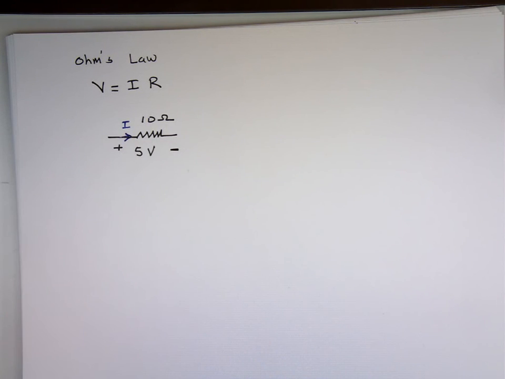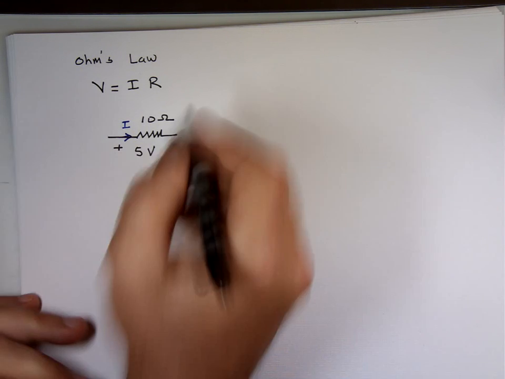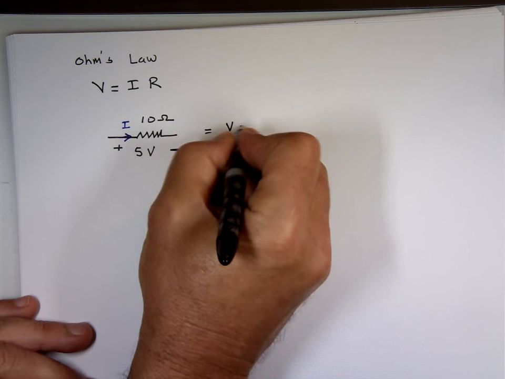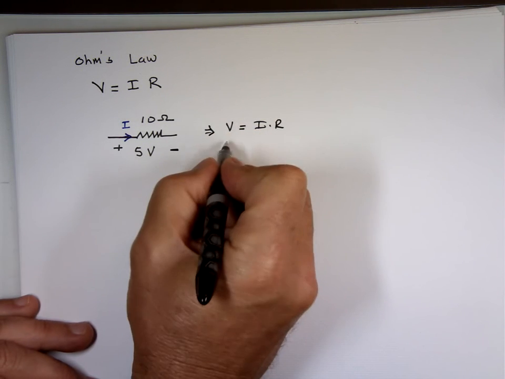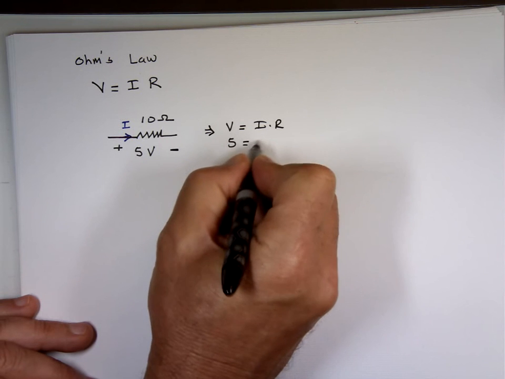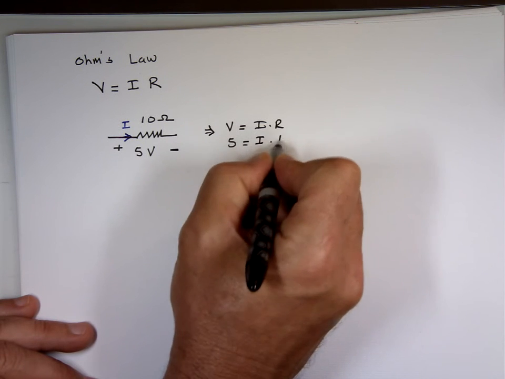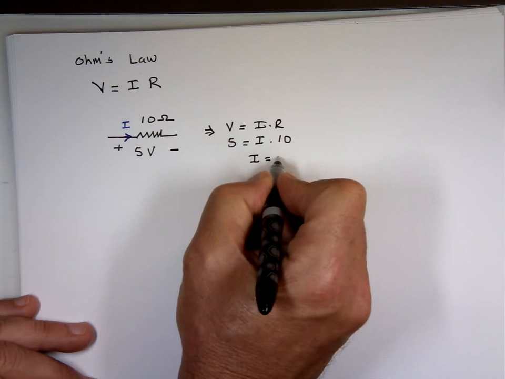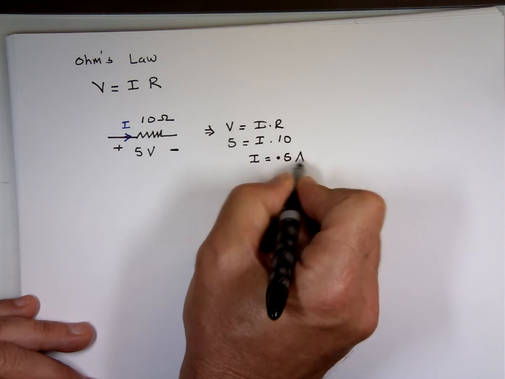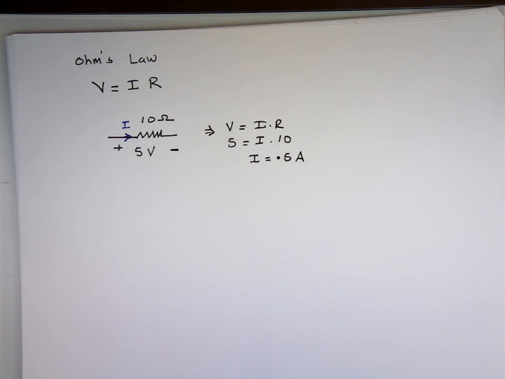And what's the value of that current? Well, Ohm's law says V equals I times R. The voltage is 5 volts. I'm looking for the current. The resistor is 10. What's the current equal to? 5 over 10, which is 0.5 amps.